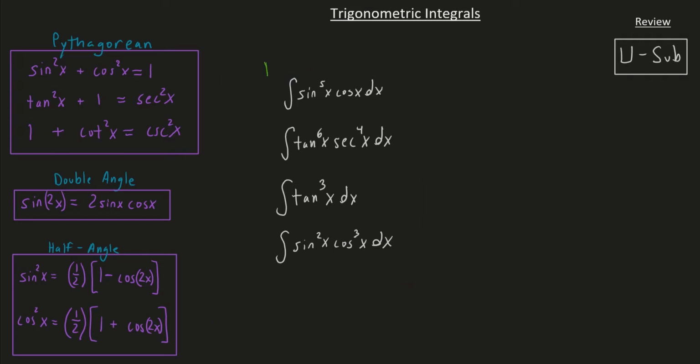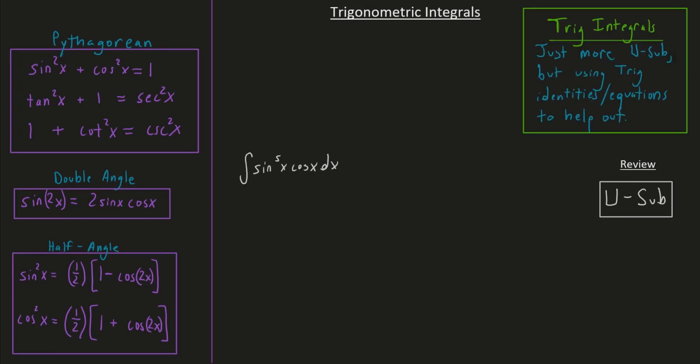These problems, any of these trigonometric integral problems, they're just more u sub. That's all it is. And you've got to use these identities here to sort of move the sines, cosines, tangents, secants, etc., move them around to make that u sub happen. So let's take a look at this one.